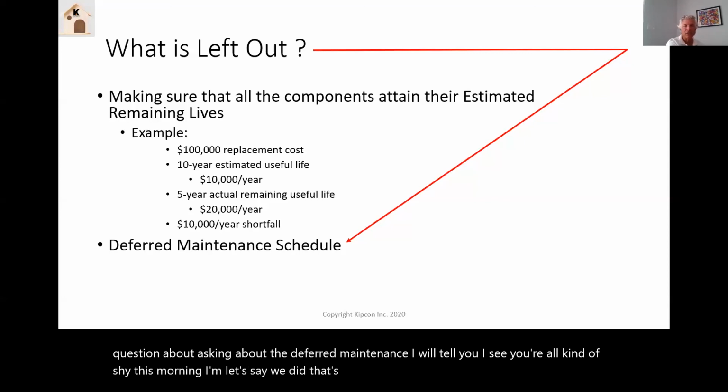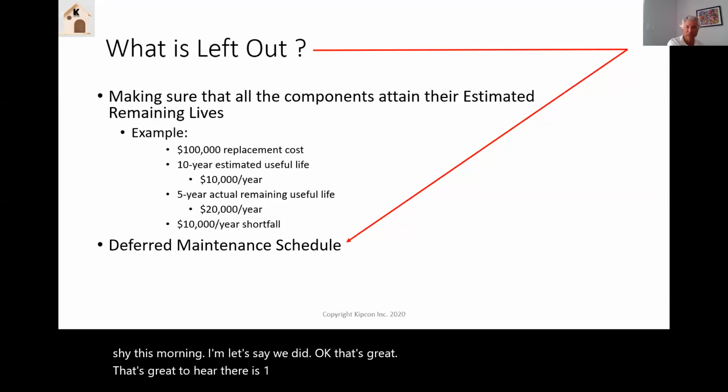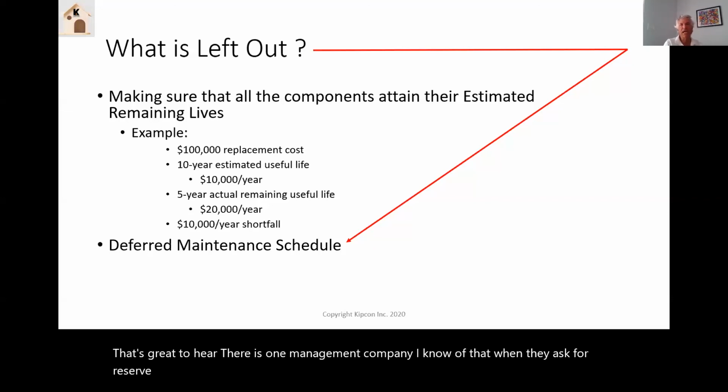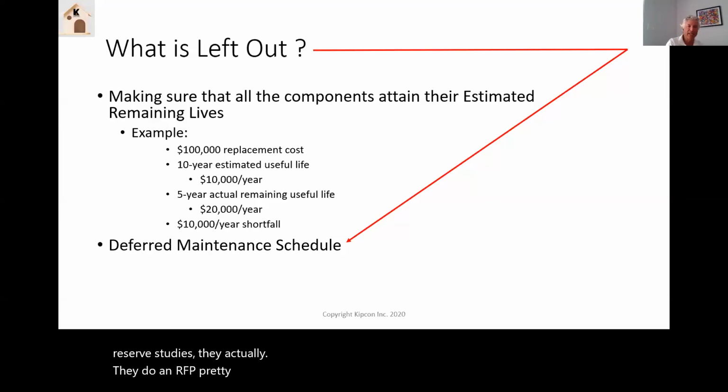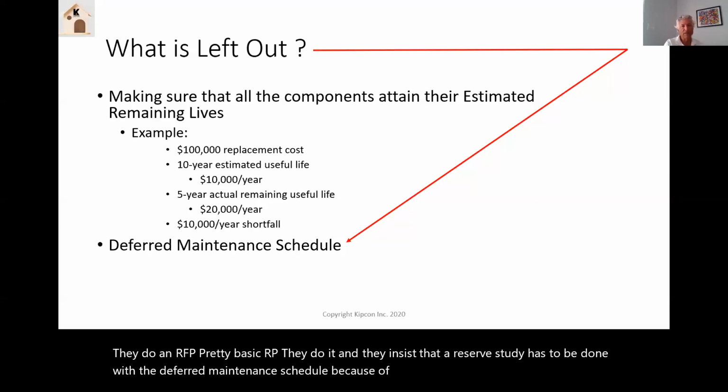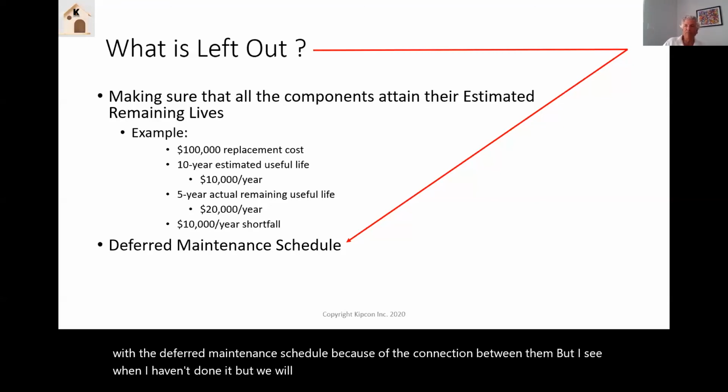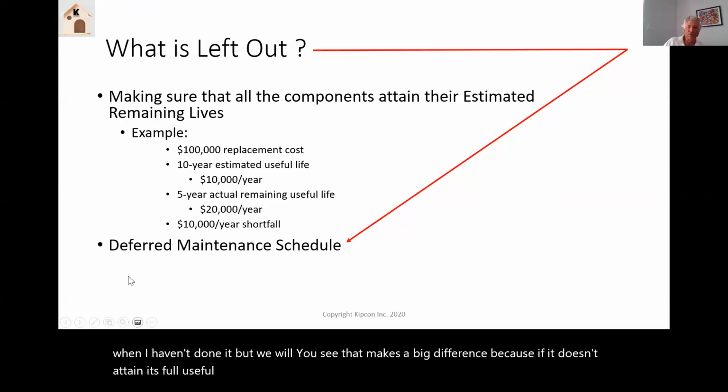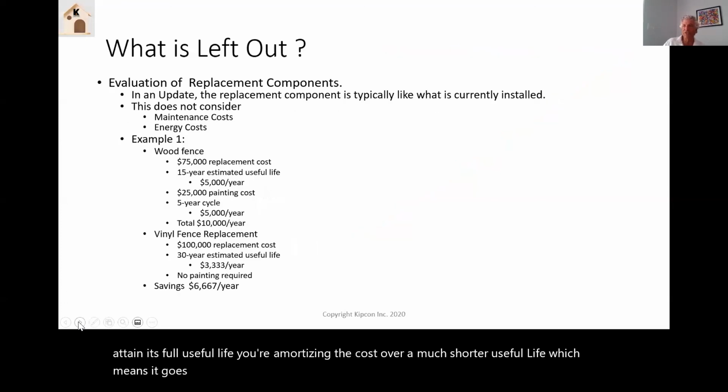That's great to hear. There is one management company I know of that, when they ask for reserve studies, does a pretty basic RFP, and they insist that a reserve study has to be done with a deferred maintenance schedule because of the connection between them. It makes a big difference, because if the component doesn't attain its full useful life, you're amortizing the cost over a much shorter useful life, which means the annual cost goes up. So I'm glad you see what I'm saying.